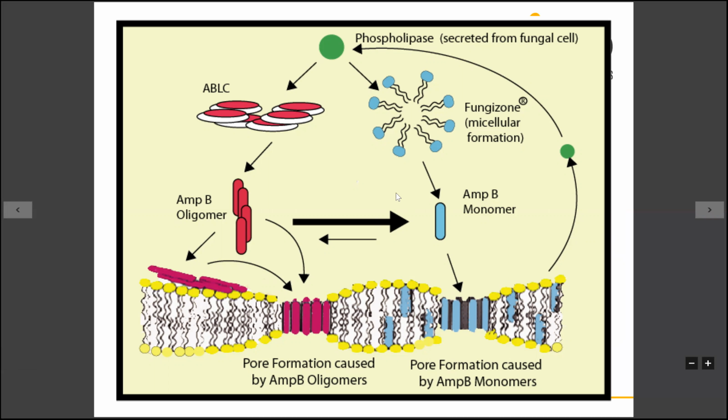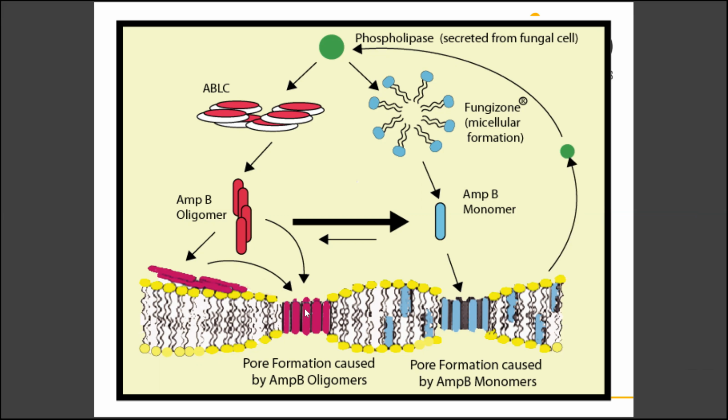So what happens is that the formulation, by the way, liposomal AMP-B works in a similar way. The formulation comes with the drug package to a fungal cell. The fungal cell releases these phospholipases, which break down the AMP-B into the monomeric form, which inserts itself into the membrane and destroys the fungal cell.